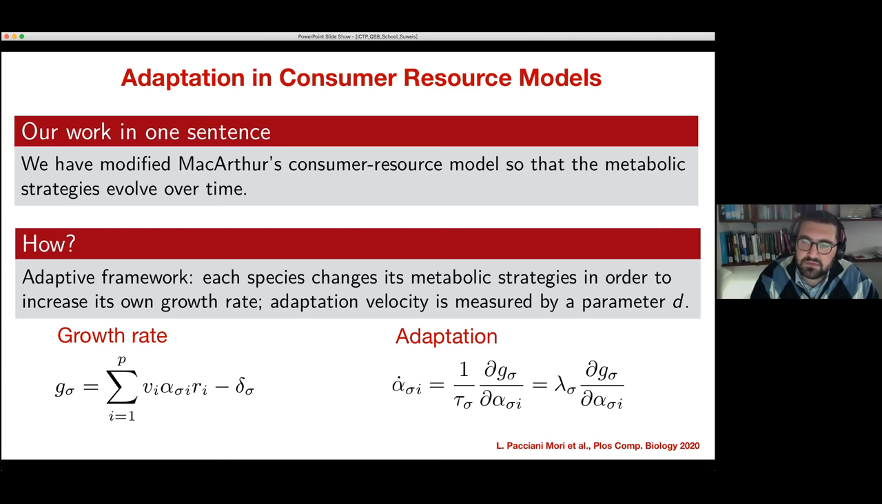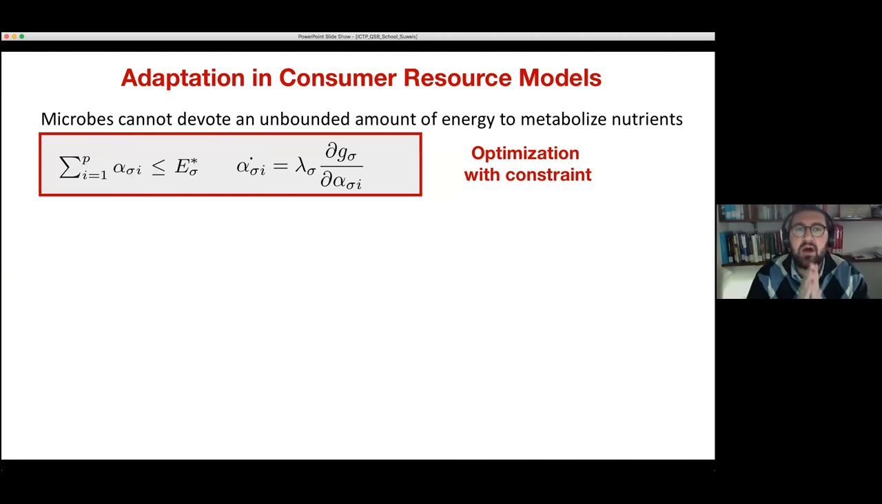But so now we have a species dependent adaptation velocity. Okay, so this is now our new equation. So we want to optimize, of course, the metabolic strategies, but it's clear now we need to put a bound, because again, there is no possibility of devoting an unbounded amount of energy, and if you just increase this alpha dot, you will have an indefinite increase. Well, we put a species dependent soft bound on the energy that can be used to produce metabolic strategies, and so now we have to perform such optimization with constraints.